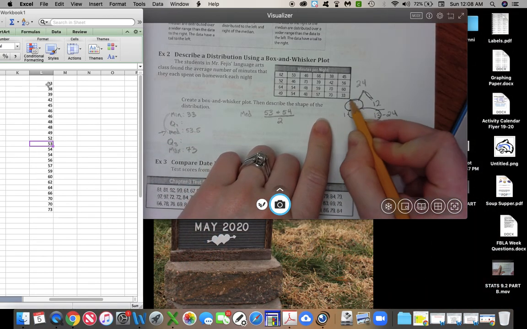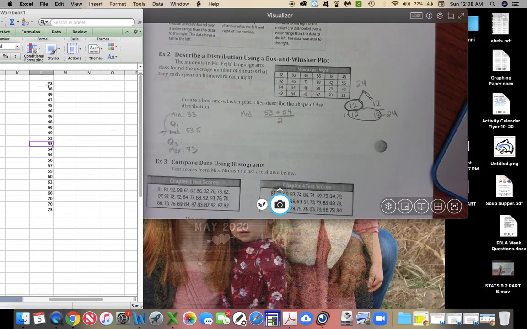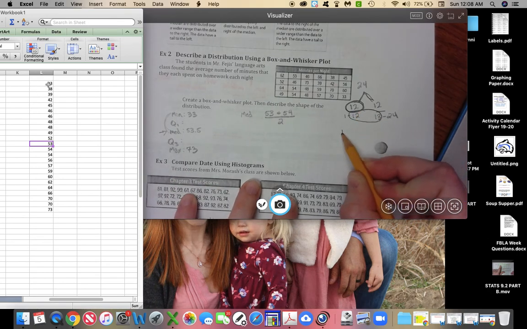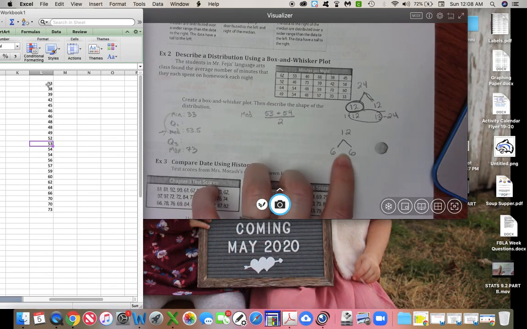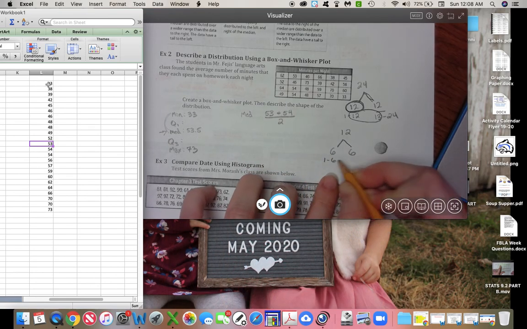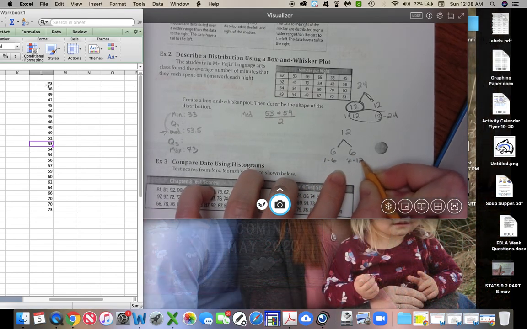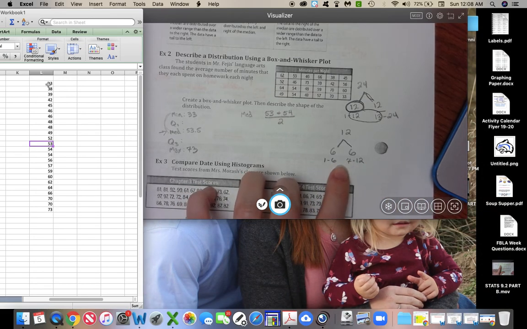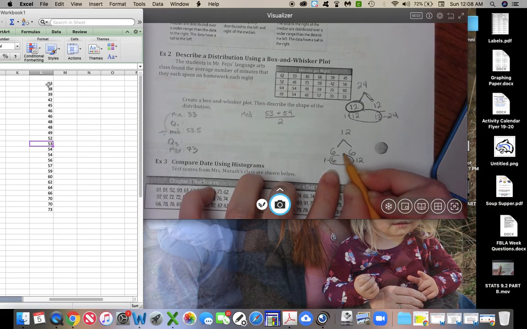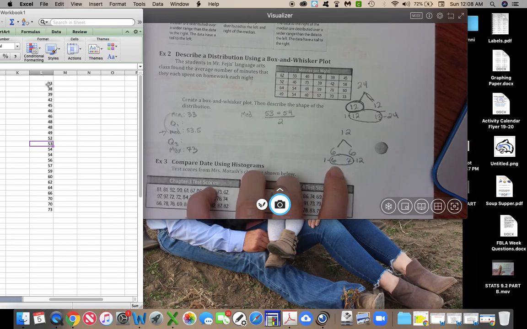So if there's 12 numbers in the first half of my data, okay? So now I have 12 numbers. Those separate out into 6 and 6, or the numbers 1 through 6 and the numbers 7 through 12, right? So what's the middle number going to be? It's going to be between the 6th and the 7th number, okay?